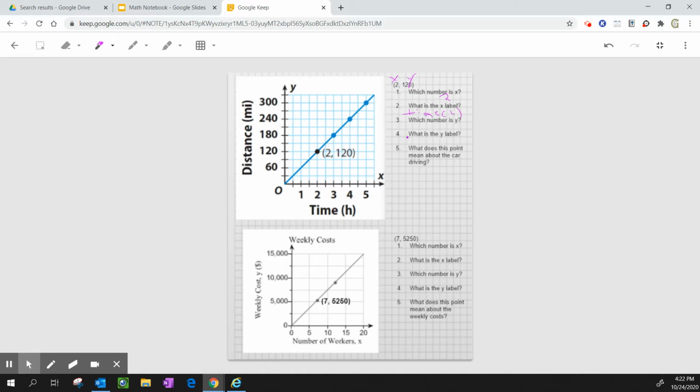Then it says which number is y. So process of elimination would tell us the other number is, right? Or we know that the second number in an ordered pair would be y, so it'd be the 120. And what is the y label? Y is going up and down, and it says distance in miles. So what does this point mean about the car driving?